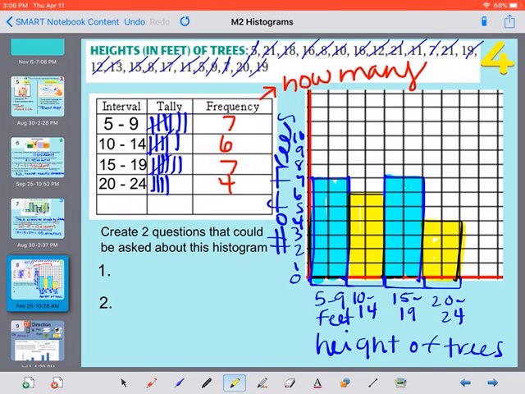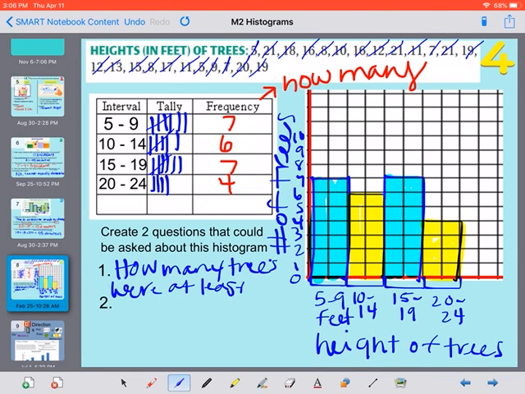There we go. Now it says create 2 questions that could be asked about this histogram. So you can really think of any questions you want. I'm just going to say how many trees are at least how many feet tall? I'm going to go at least 15 feet tall. And we could use a histogram to answer that question. We don't need to, it just says create 2 questions.